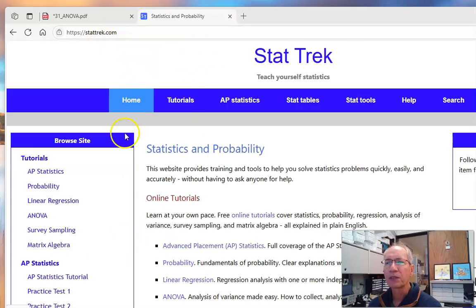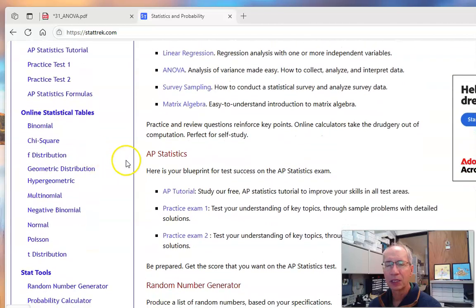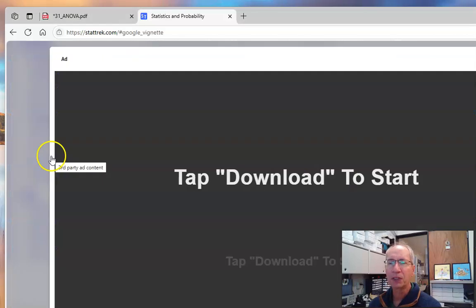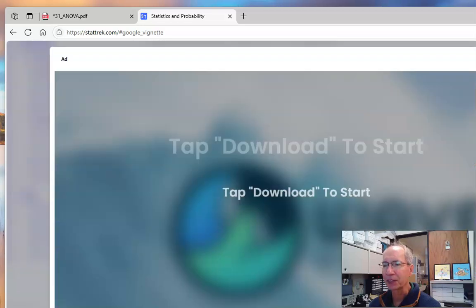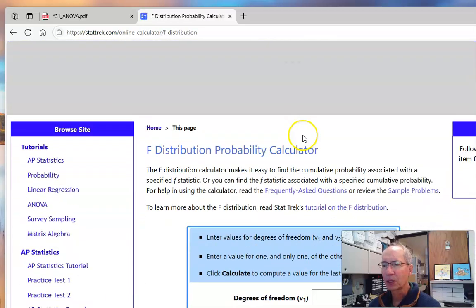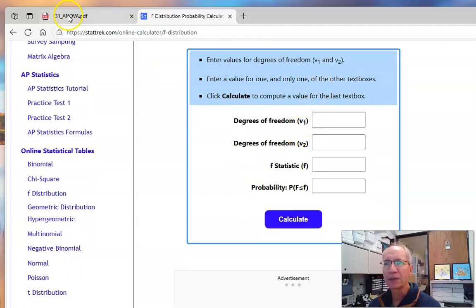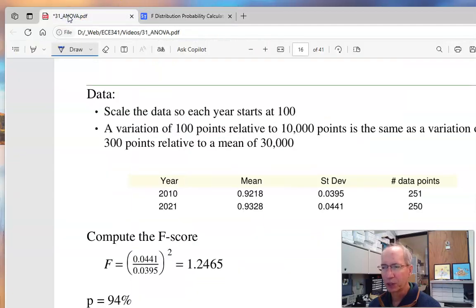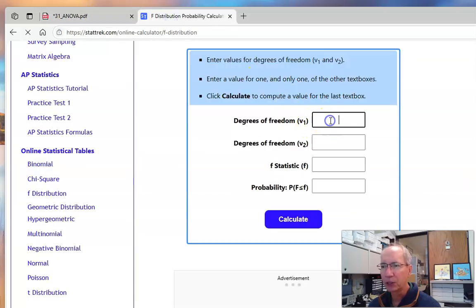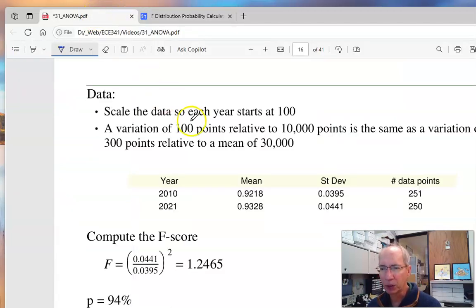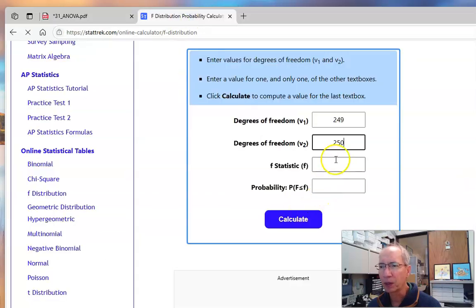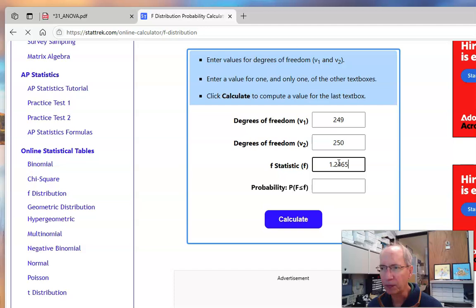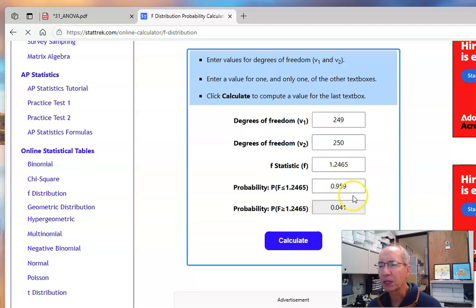So let's show you how that works. We go to StatTrack, go down here, a bunch of different distributions, F distribution. StatTrack has like everything. Go to your F table. I have 249 degrees of freedom in the numerator, 250 degrees of freedom in the denominator. My F-score was 1.2465. Calculate. 95.9%. That's StatTrack.